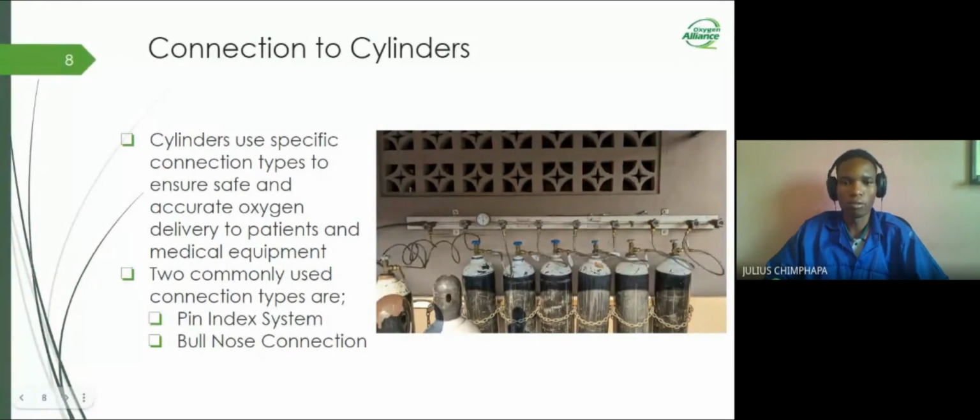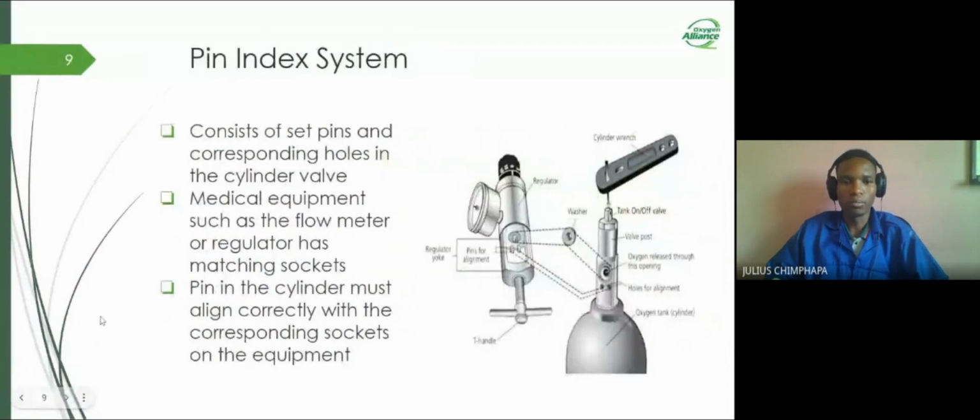Moving on, starting with the pin index system. This one consists of a set of pins, which are connected by aligning them to the corresponding holes that are available on the cylinder valve.